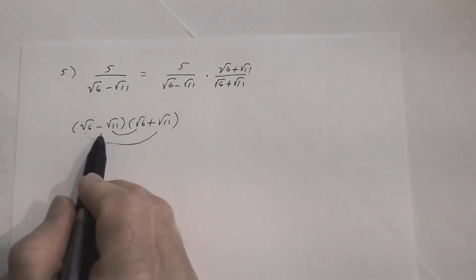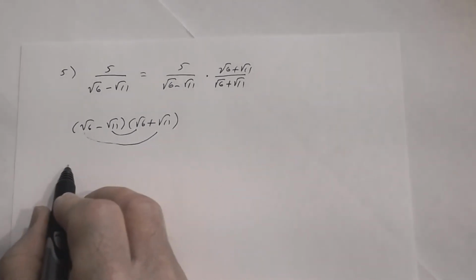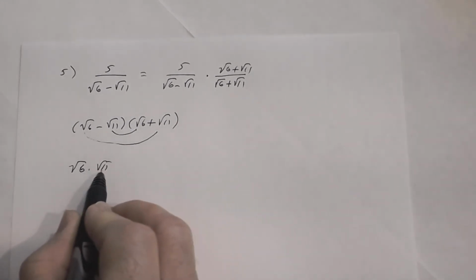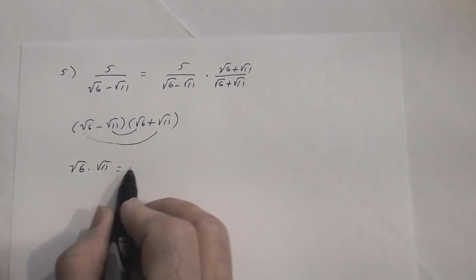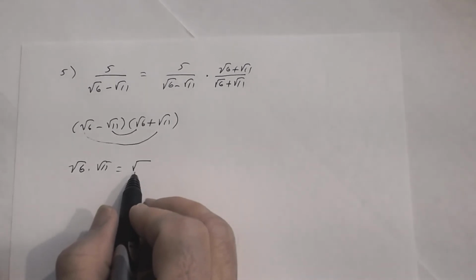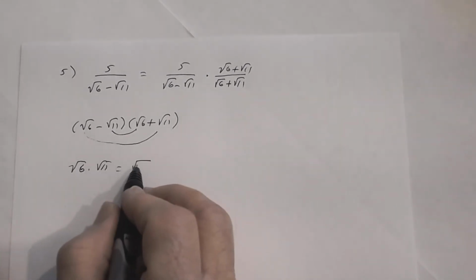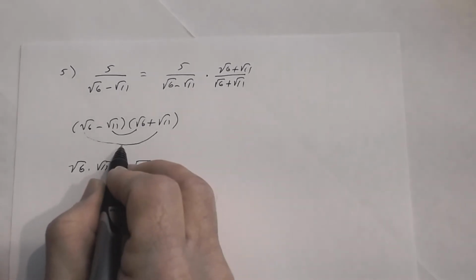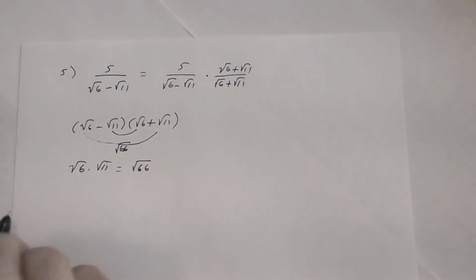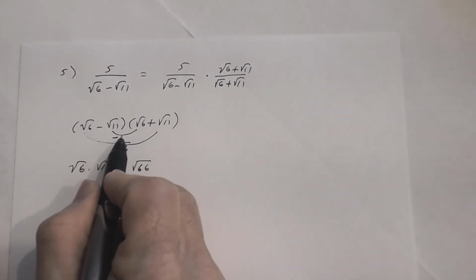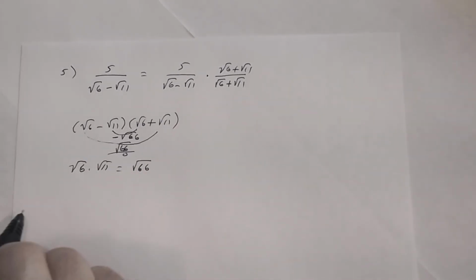The square root of 6 times the square root of 11. So remember, this is what we have. According to the product rule for square roots, I can write this as one square root, just by multiplying the radicand. So 6 times 11 is 66. So the outer is square root of 66. The inner, a negative square root of 11 times square root of 6, is negative square root of 66, and they add up to be 0.